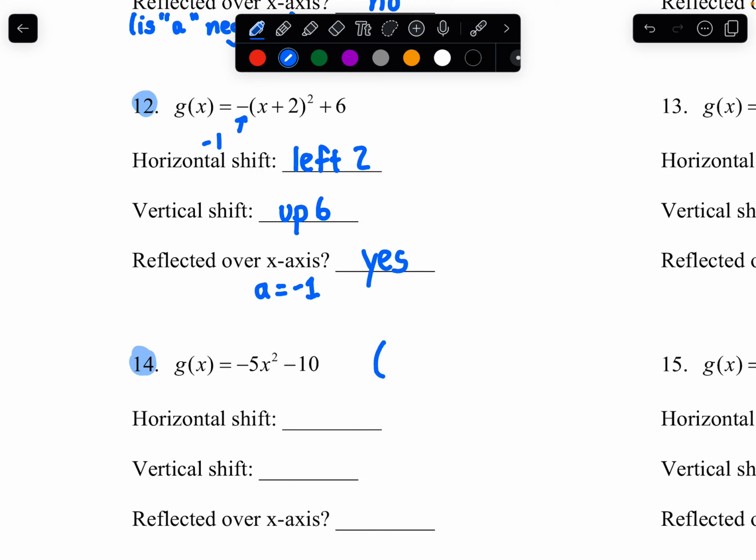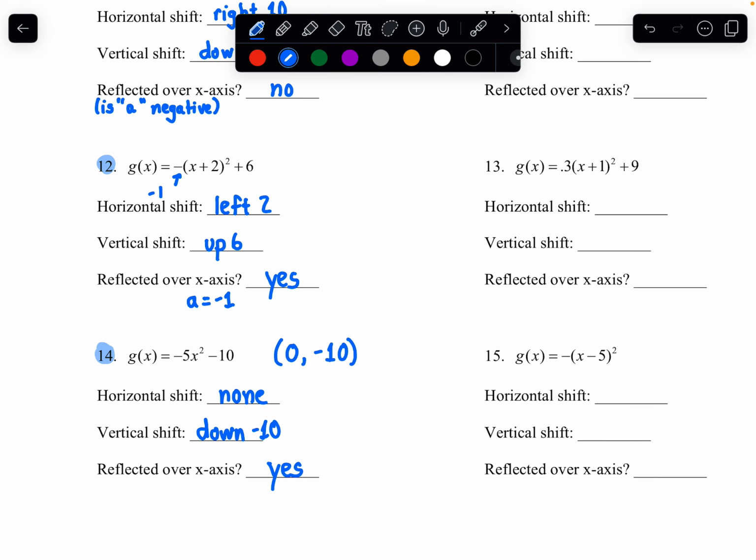Now this one, we've got to be careful here because we have a graph where there is no h, so it's 0, -10, right? Which means there is no horizontal shift. But there is a vertical shift that is going to move everything down 10, and that -5 is going to flip us upside down, so that's going to reflect us over the x-axis.